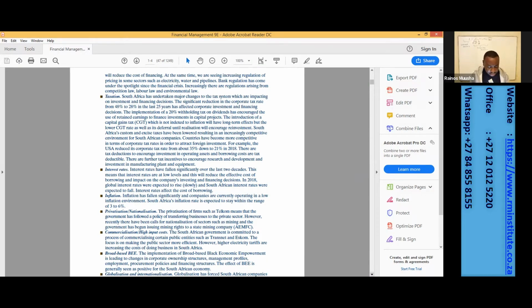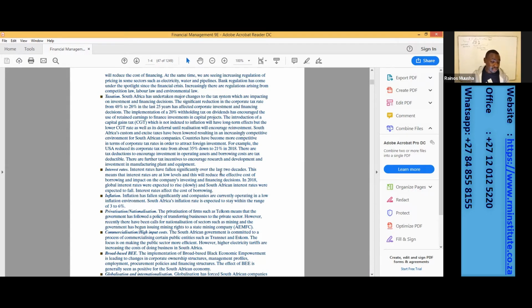Next is the issue of interest rates. And if you check there, they say interest rates have fallen significantly over the last 2 decades. And you see that one of the reasons why the interest rates have gone down is mainly because many economies were trying as much as possible to recover from the 2008 economic recession and the other recessions that also happened before that. And you also see that even from the current economic environment that we're in because of the pandemic as well, many governments have also lowered their interest rates.